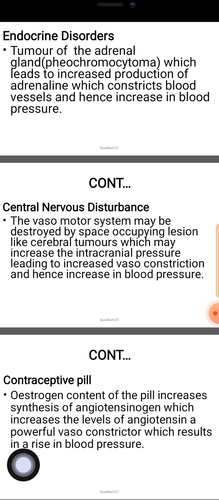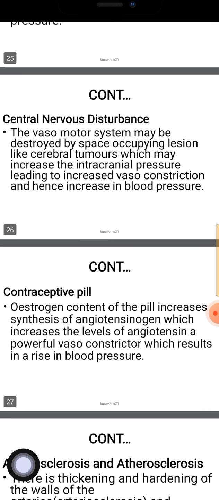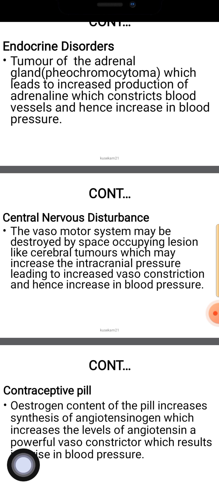pheochromocytoma, which leads to increased production of adrenaline, which constricts blood vessels and hence increases blood pressure. You know, endocrine system disorder, now you find that maybe the adrenal gland has a tumor. So that tumor will lead this adrenal gland to produce what? Adrenaline hormone, of which this hormone will constrict the vessels. And when the vessels are constricted, the lumen will be narrowed, raising blood pressure. So these are causes of secondary hypertension we are talking about.